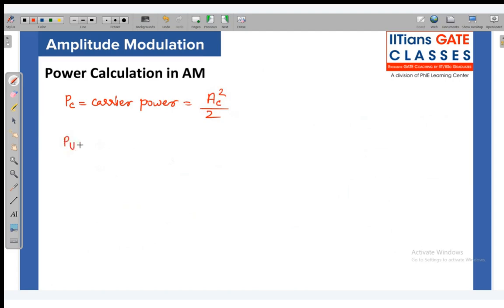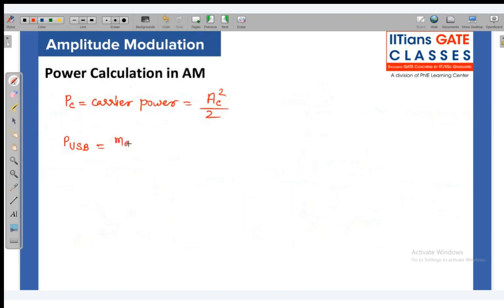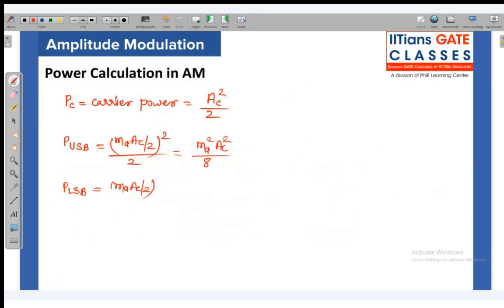What is the power of a sideband? Let us say the upper sideband. The upper sideband has amplitude ma Ac by 2, so amplitude whole square divided by 2 gives ma square Ac square divided by 8. What is the power of the lower sideband? It is also the same, because the amplitude of the lower and upper sidebands was the same, ma Ac by 2. So (ma Ac by 2) whole square divided by 2 is ma square Ac square by 8.